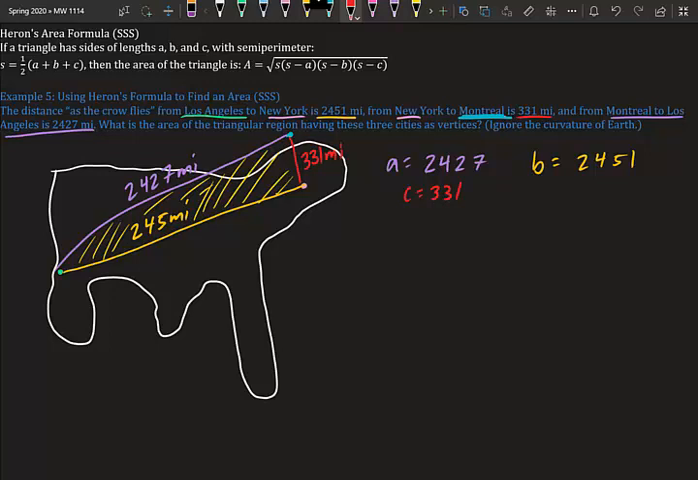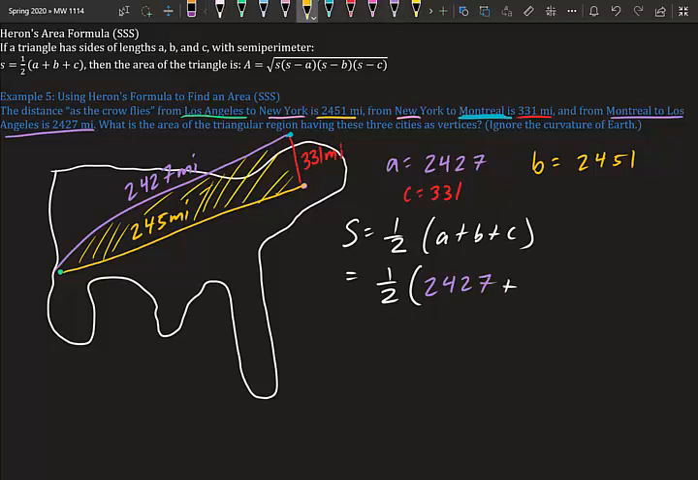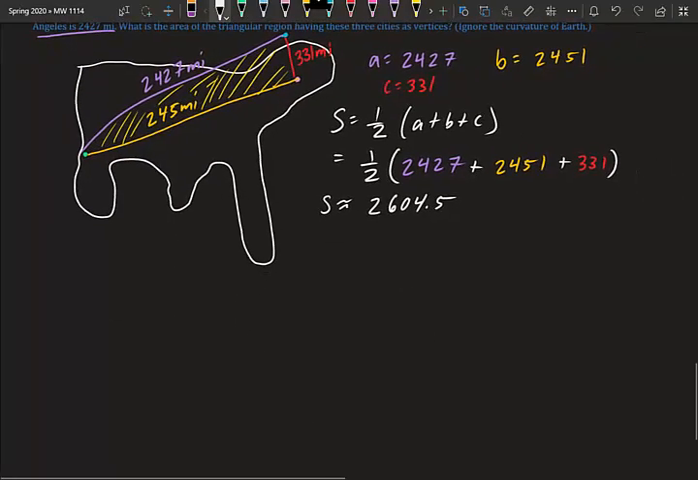Now that we labeled A, B, and C, we can go ahead and find S. So S equals 1/2 A plus B plus C. So we have 1/2 A plus B plus C. When we add those up and divide by 2, we get S is approximately 2,604.5. Now that we have S, we can go ahead and use our area formula.